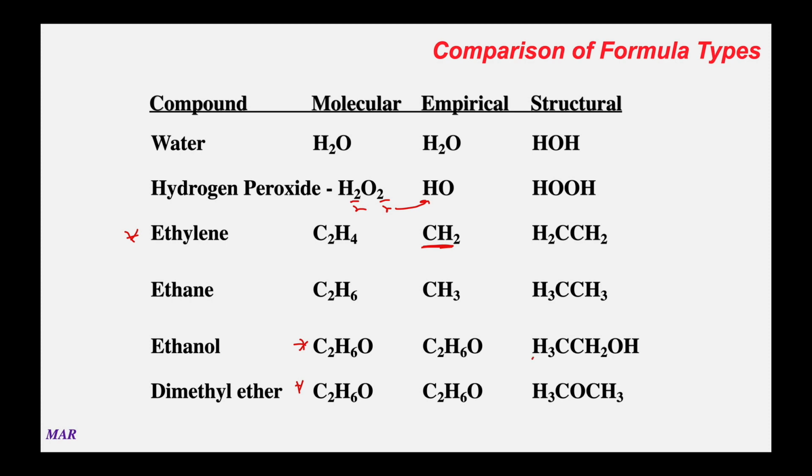Ethanol has an H3C, and then it has a CH2 and an OH. So again, that's what it looks like. H3C first, CH2 in the middle, if you will, OH on the end. Dimethyl ether has an H3C, it has an oxygen in the middle, and a CH3 on the end. So ethanol and dimethyl ether have the same molecular and empirical formulas, but their structural formulas are quite different.